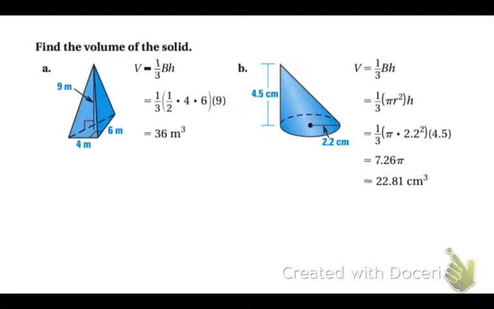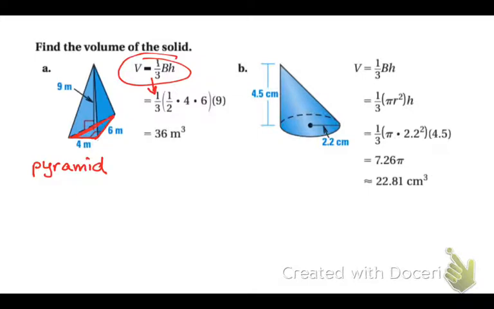So here are some worked out problems. Okay, find the volume of this solid. First of all, what is it? It is a pyramid. So we use our formula, 1/3 the base times the height. Here's our 1/3. And our base is a triangle. The base of the triangle is 4 meters. The height is 6 meters.